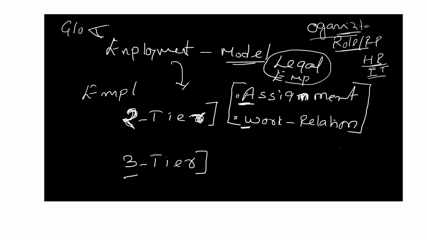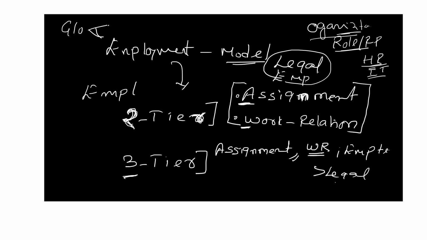Now, what is the three-tier? When I deal with assignment, with work relationship, and with employment term, or when I am dealing with more than one legal employer, then that model will be defined as a three-tier model. Clear? If you have any questions or doubts, put them in the comment section and I will try to answer them. So this is what my employment model is all about.